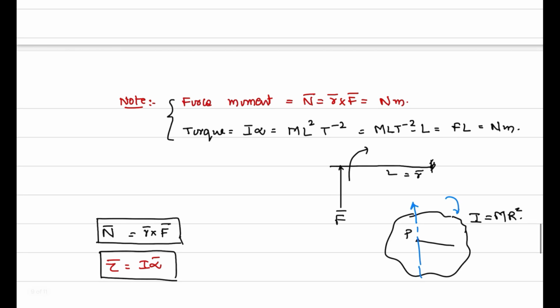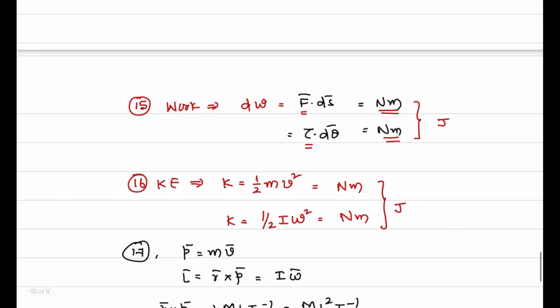And then force moment and torque both have the same units, Newton meter. And these are work units also, energy units. N is equal to r cross F, and tau is equal to I alpha. I is the moment of inertia, that is equal to mr square. And work is equal to integral of F dot ds, that is Newton meter. And work can also be torque dot d theta, that is also Newton meter, that is in joules. Kinetic energy is half mv square, and kinetic energy in angular form is half I omega square.